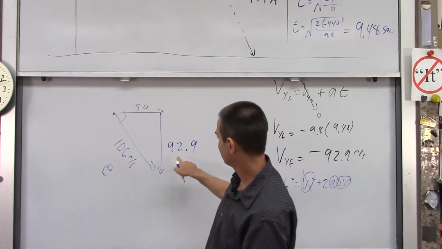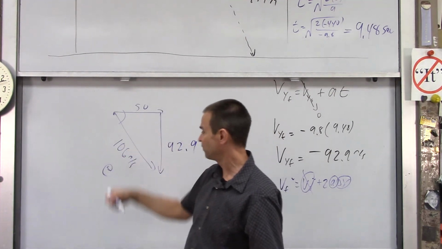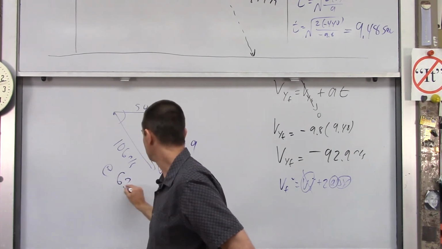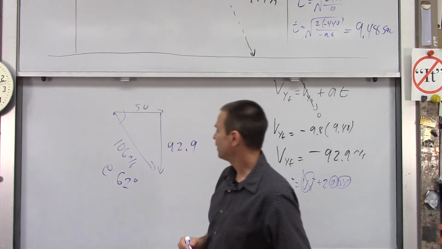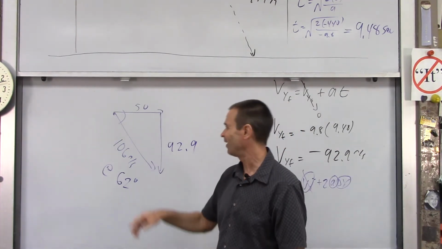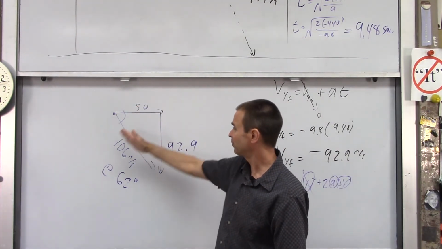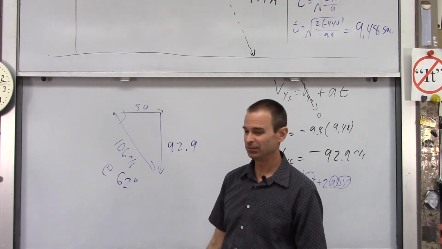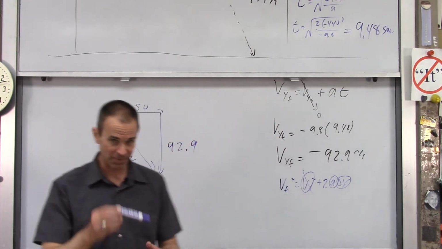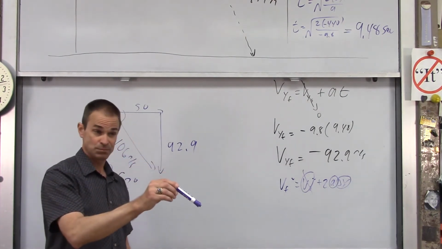And if you do inverse tangent of 92.9 over 50, that would give you an angle of 62 degrees, approximately. And how would you say that? A misconception would be to say, 62 degrees south of east. Is that what we're talking about here? We're talking about east and south? Nope. We're talking about downward.